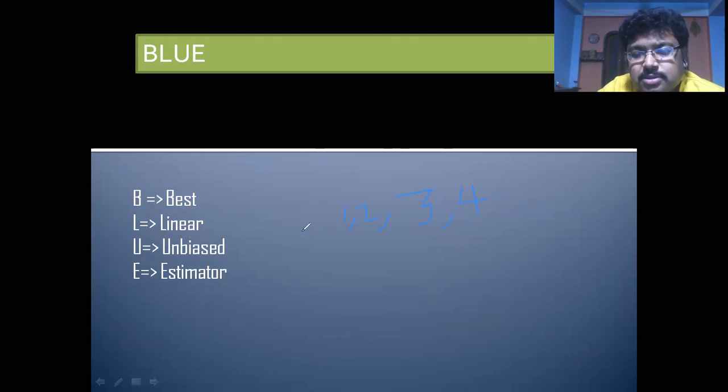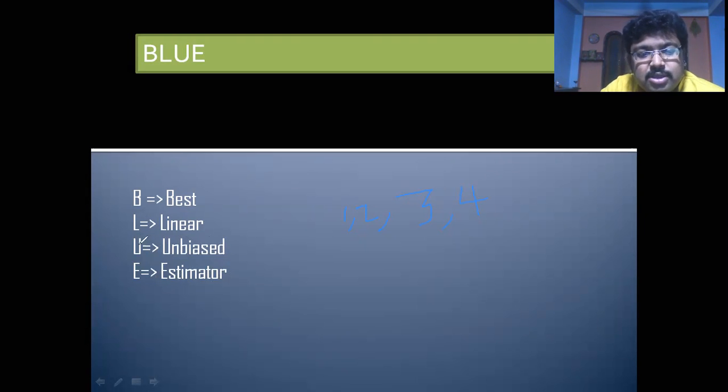And what is the efficiency? It means the minimum variance: the variance of the estimator is minimum. It represents the E, that means efficient. The variance should be minimum; in that case, it is an efficient estimator.